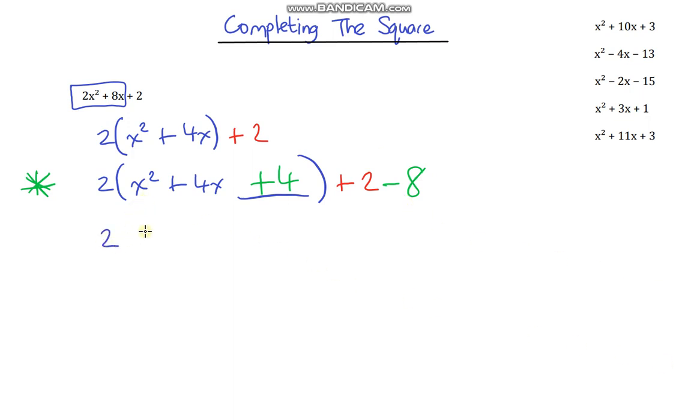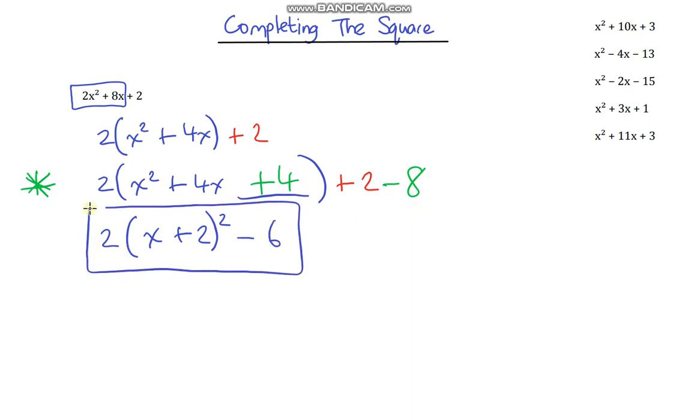Okay, so let's carry on. Now this part here in the brackets we can factorise. So this is just x plus 2 squared. 2 times 2 is 4, 2 plus 2 is 4, and then we've got plus 2 minus 8, which is minus 6, and we are done. This is our completed square form. So I'm going to do a few more examples, but before we go any further, just recap that and have a think about what I did, especially on this second step here, because this is the part that trips a lot of students up.